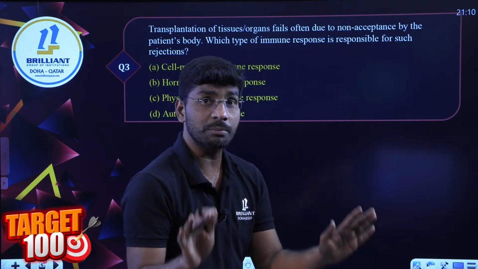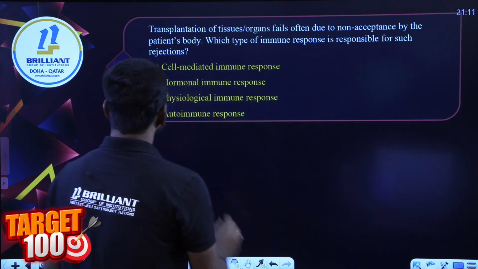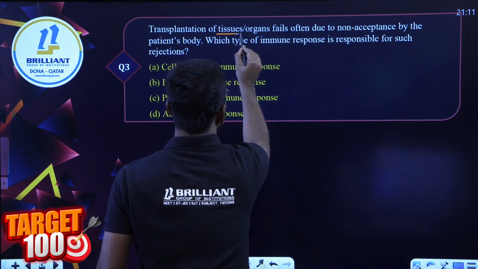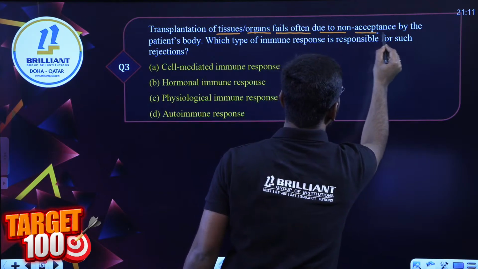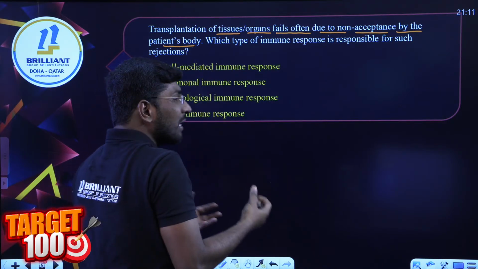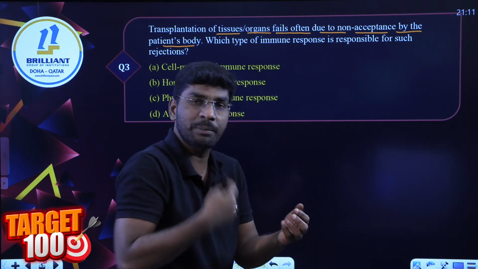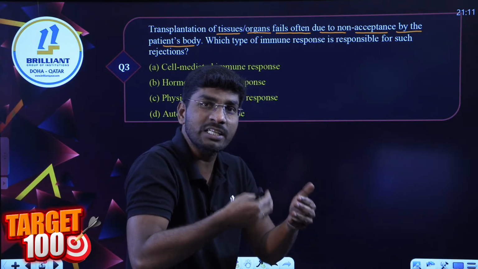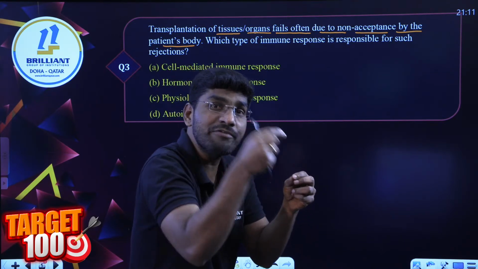Carefully read this question. This type of question might come in the examination. Carefully look at what I'm explaining now. Transplantation of tissues and organs often fails due to non-acceptance by the patient's body. Shall I call it graft rejection? In organ transplantation, like heart or kidney transplantation, the organ will be rejected by the patient's body. So this process is called graft rejection.